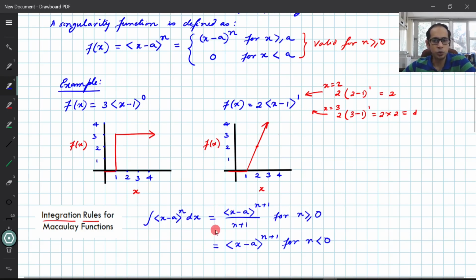And also the two different integration rules: as long as your exponent is greater than or equal to 0, it falls back to the regular integration. Now remember, even when you are doing regular integration, it is still within the Macaulay brackets over here. You have not gone back to the regular parenthesis. So from this one, depending upon your x, whether it is greater than a or less than a, you will have an expression for this guy over here.